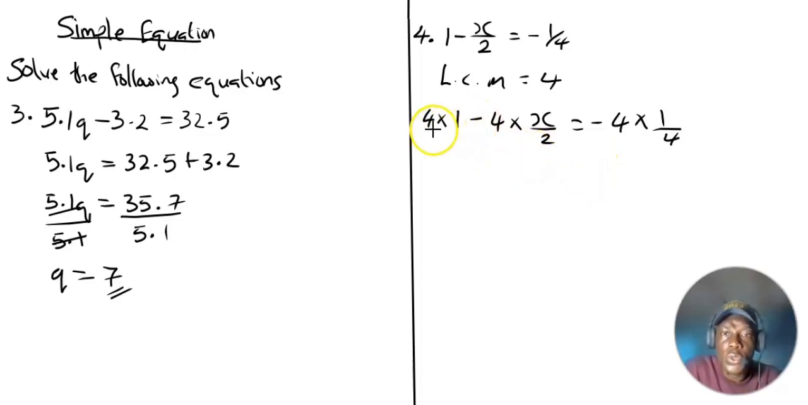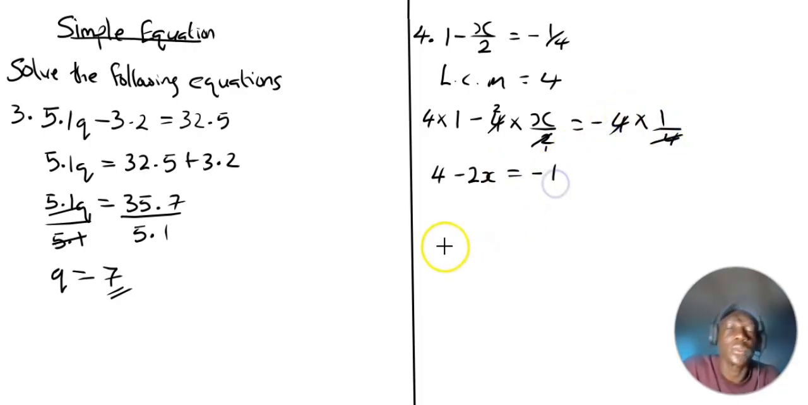Okay, so let's go. 4 times 1 will give us 4. We have 4 here. Then 2 divided by 2 will give you 1. 4 divided by 2 will give you 2. So you have 2 times x, that will give you 2x. So minus 2x. Now this is equal to 4 minus 4 times 1. The 4s cancel out because that's multiplication. So you are left with minus 1.